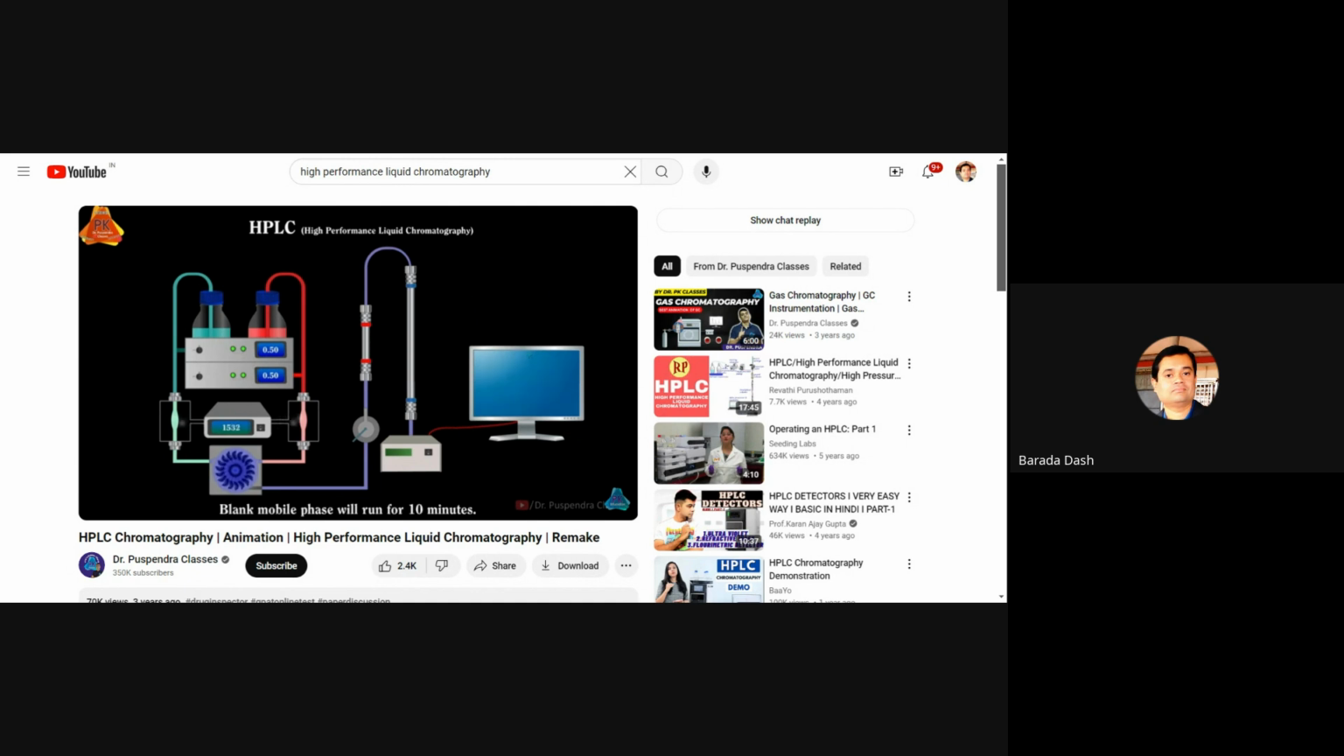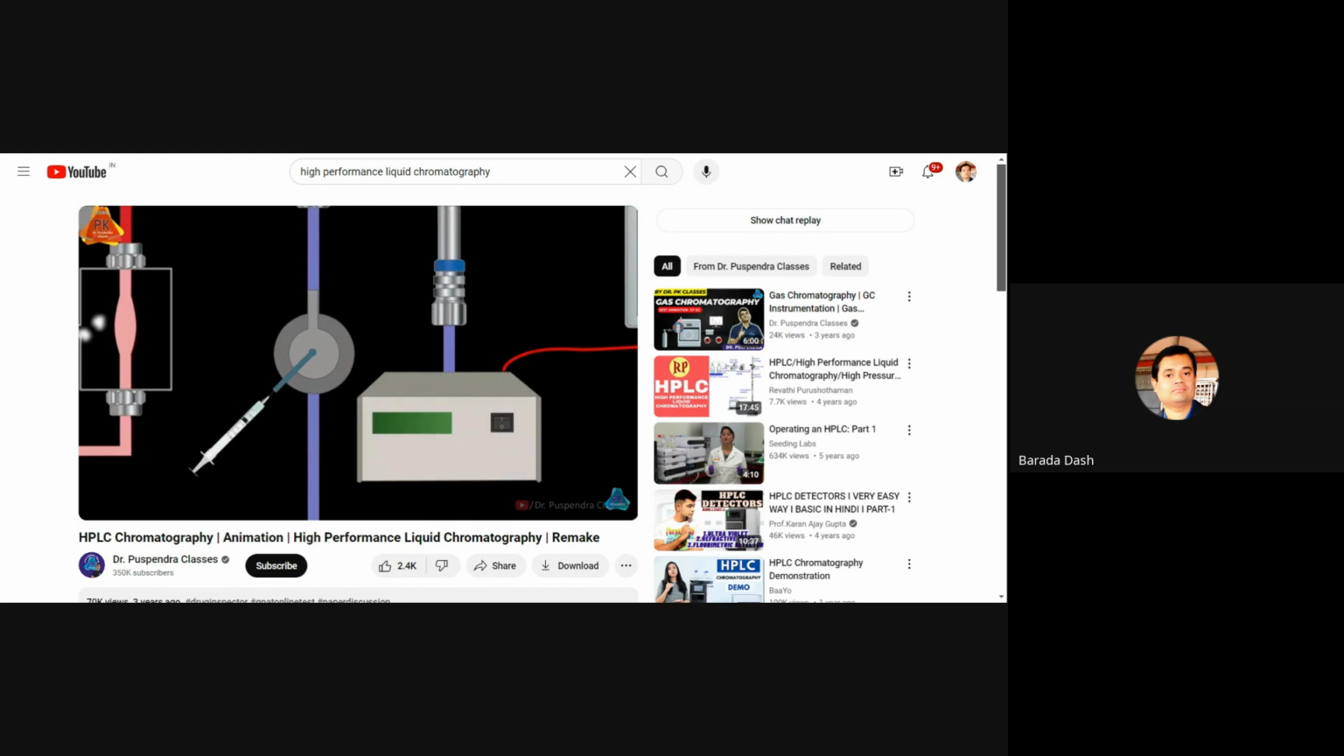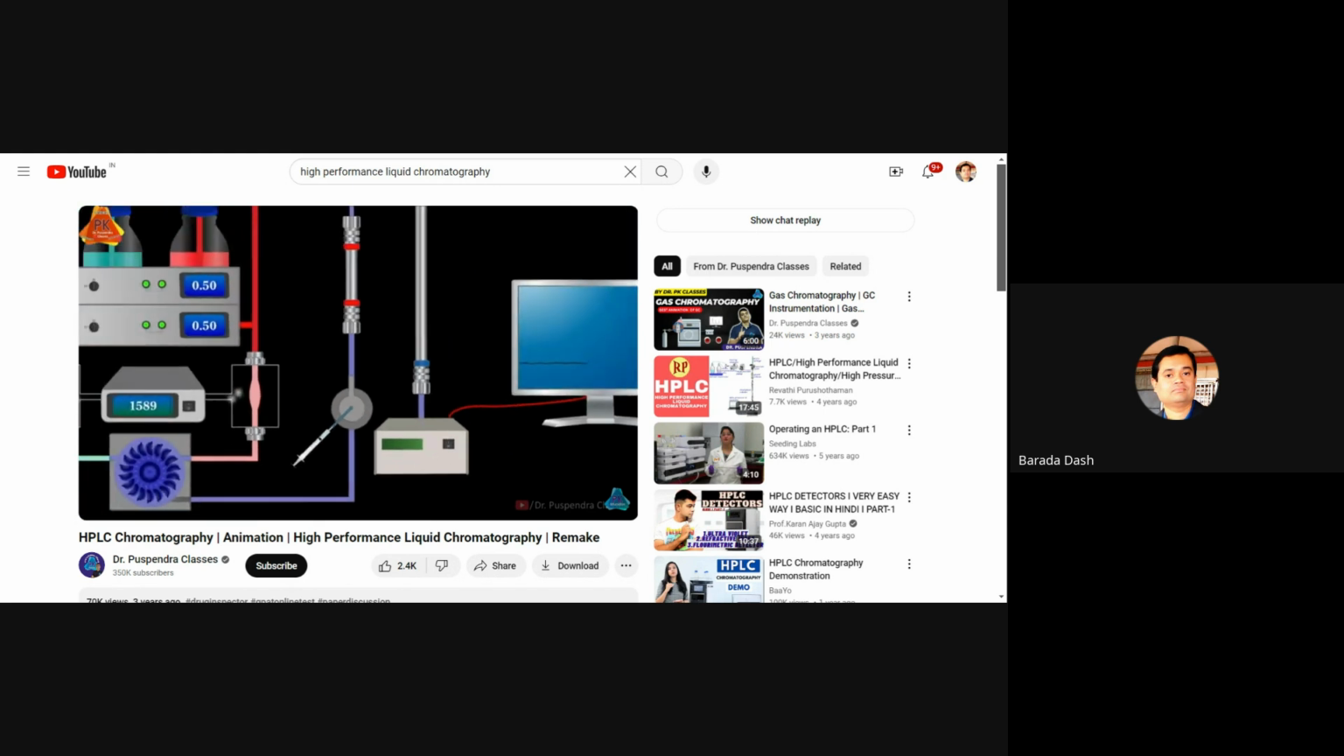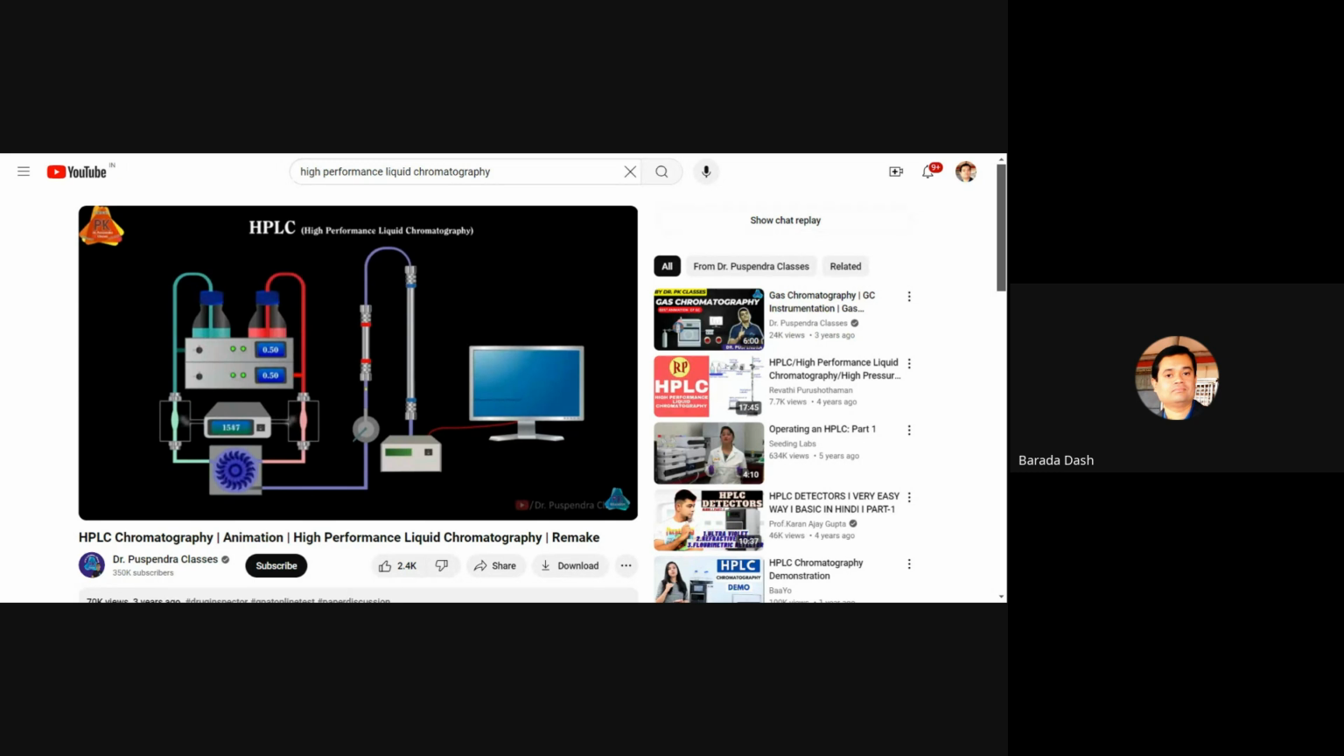In this condition, blank mobile phase will run for 10 minutes at least, which gives proper conditioning of the HPLC instrument. Now we will inject the required amount of sample through sample injector by the help of a micro syringe. After injecting the sample, it will pass through the guard column, then it will enter into the analytical column, which contains stationary phase. Due to the difference in the affinity with stationary phase, compounds present in the sample will be separated inside the column and reaches to the detector and gives signals in the detector.